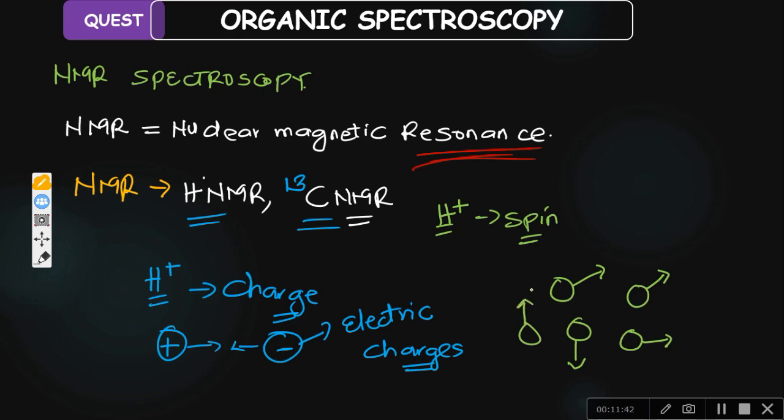Now, because they are spinning, what do you think will happen? There is a magnetic field around them. We define magnetism as what? What did we define magnetism as? We define magnetism, we say a magnet is formed by the what? By the movement of electric charges.